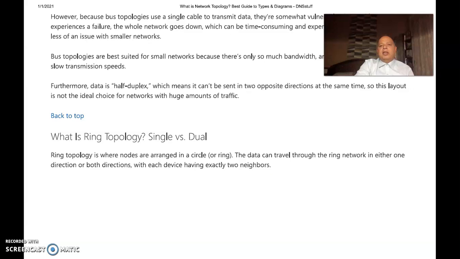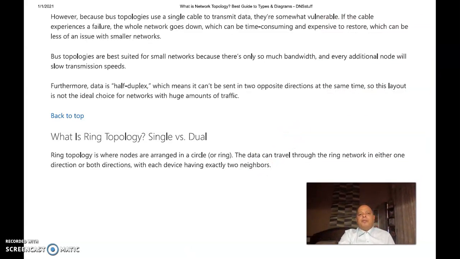Now the downsides or the disadvantages of the bus topology. They use a single cable to transmit the data. Whenever a single cable is used, that is the lifeline of the network, and therefore it's vulnerable. Suppose the cable is damaged by rats or by some other means, then the entire network will stop. So the failure of the cable will affect the entire network.